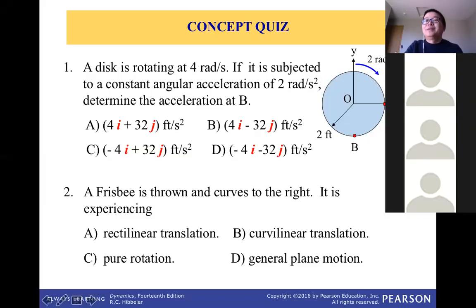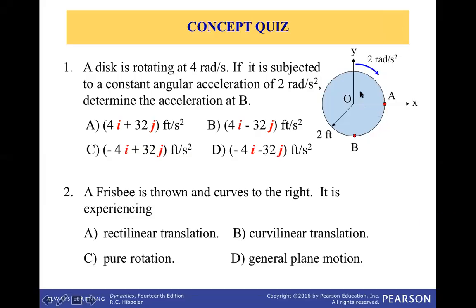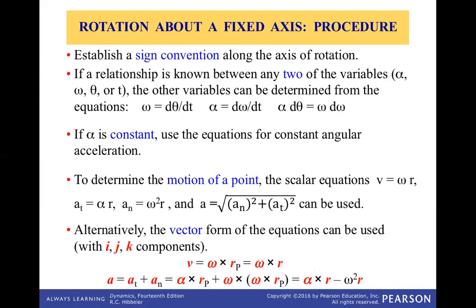Okay, let's see. So let's go back here. This one says a disk is rotating at 4 radians per second. If it's subject to a constant angular acceleration of 2 radians per second squared, determine the acceleration at point B. Okay, so if we go back to the previous slide, let me see here on the acceleration.